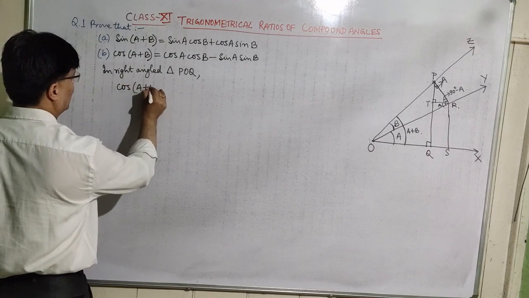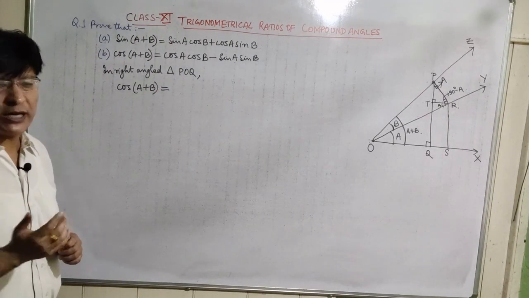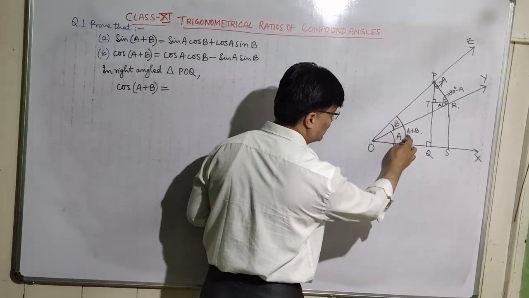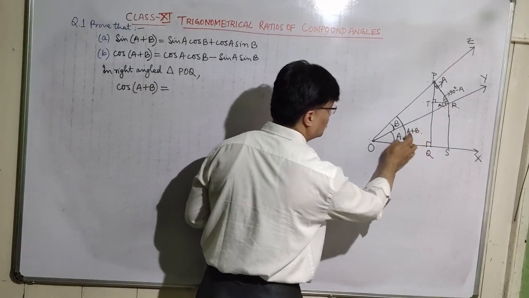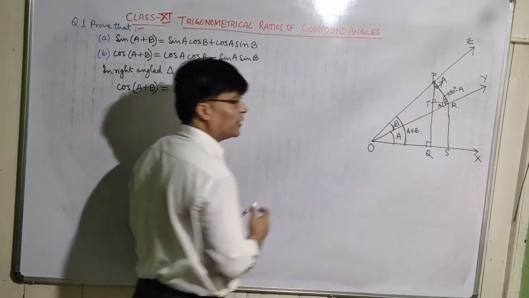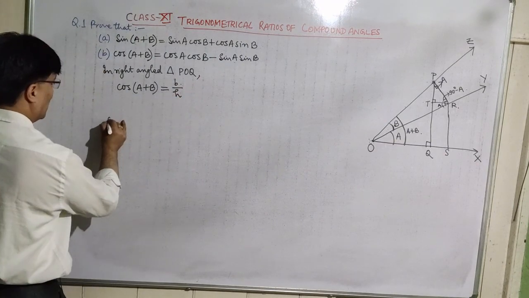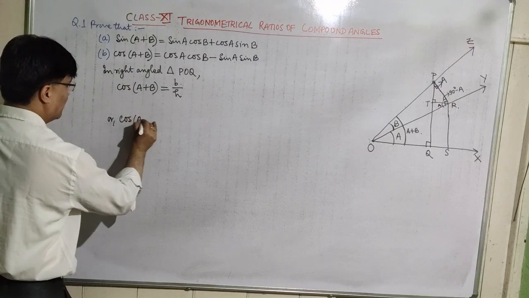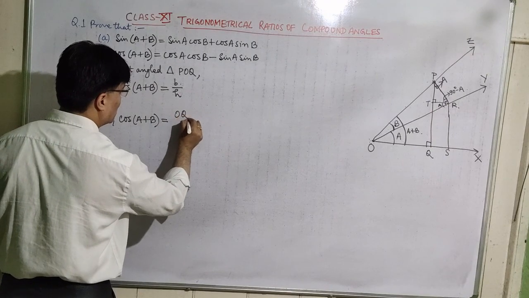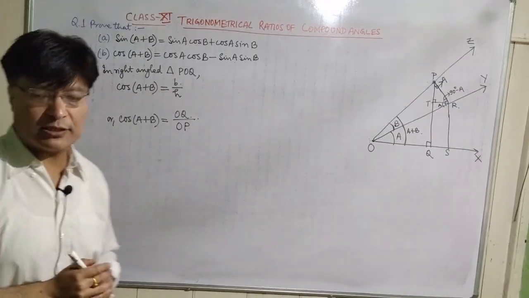Cos of A plus B, what is the formula? Base upon hypotenuse. This triangle POQ is considered, and in this case angle A plus B is considered again. The side opposite to the angle A plus B will be the perpendicular. PQ will be the perpendicular, OQ will be the base, and OP will be the hypotenuse. So it is base upon hypotenuse, or cos of A plus B is equal to OQ upon OP. Hypotenuse is OP, right?